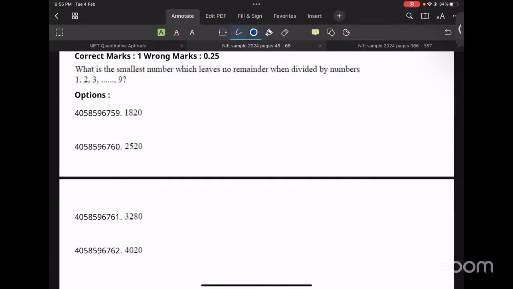Smallest number which leaves no remainder when divided by numbers 1, 2, 3, up to 9. See, the question is directly asking for the LCM of numbers 1 to 9. The usual procedure is to write 1, 2, 3, 4, etc. up to 9. You don't even need to write the numbers; this is just to show the technique. When you are aware of this technique, you can easily solve the question.